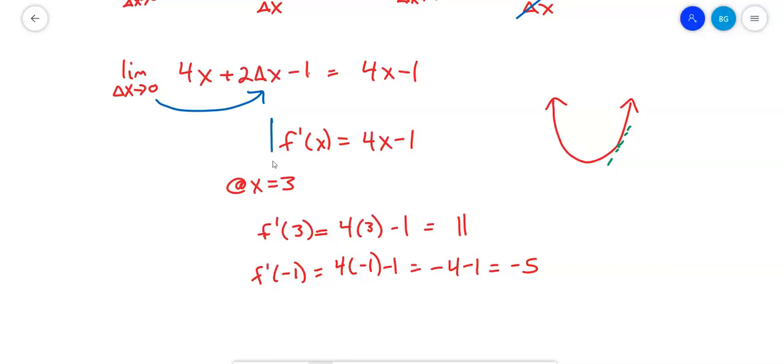Once you get done and you say, okay, well, here's my answer, you also need to know, well, what does that really mean with regards to the original function? It's an expression that tells you for any given x value what is going to be the corresponding slope at that point. So it's good to be able to do both.